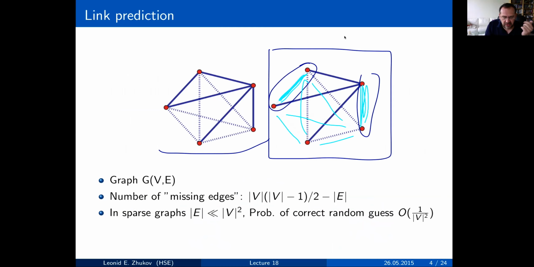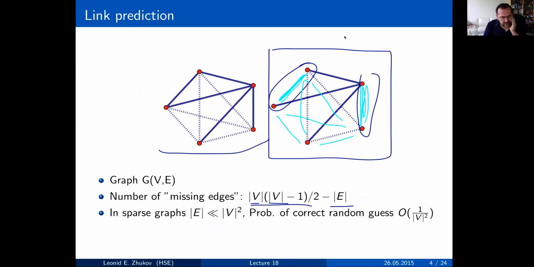And the problem here is the following. The total possible number of edges in a graph is of the order of the number of nodes squared. To be more precise, it's V times (V minus 1) divided by 2, where V is the number of nodes. That's the total number of possible edges in an undirected graph. The size of E is how many edges exist. So this difference is how many missing spots there are that we can fill.